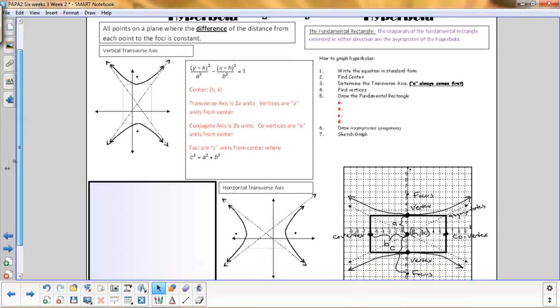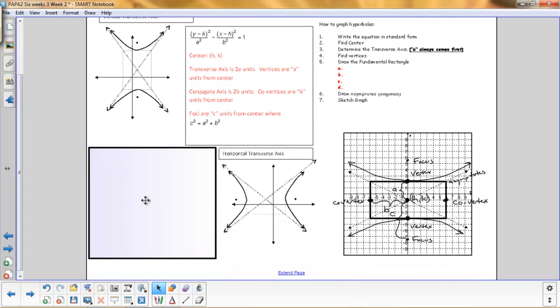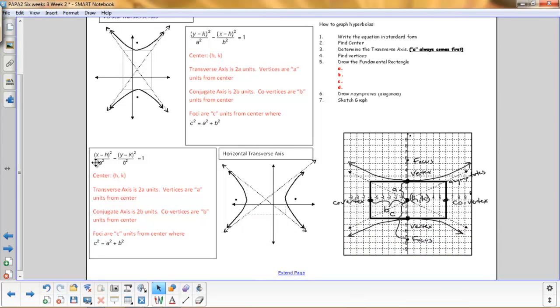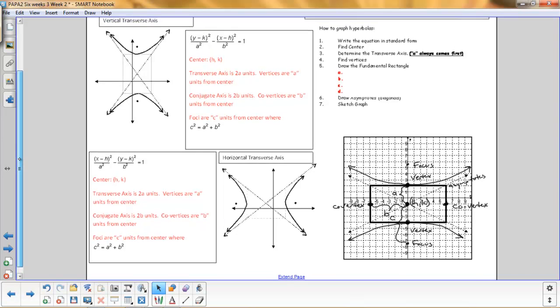All right, your horizontal transverse axis is here. Notice x comes first instead of y. All of that is still constant. It's something that doesn't change. The only thing that really does change is the difference between x and y. All right, now let's get into that difference in drawing it.